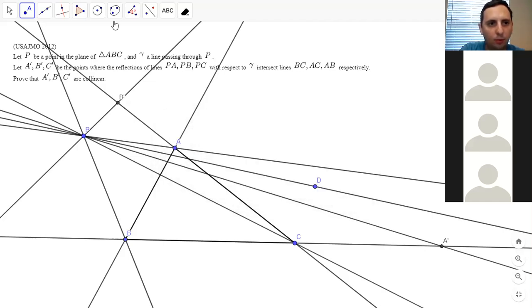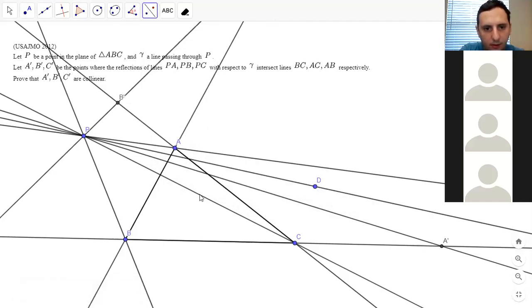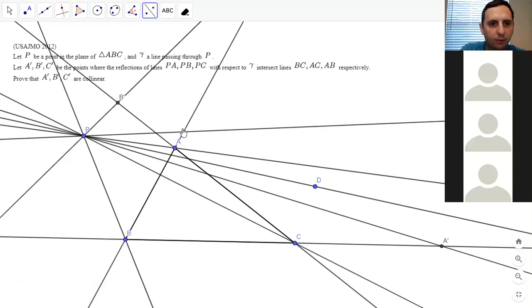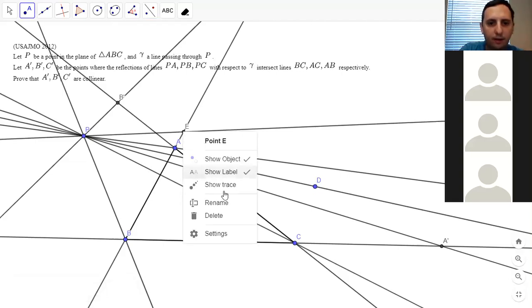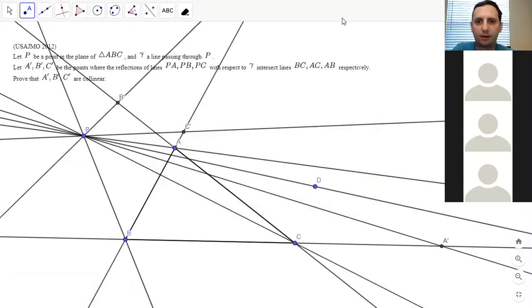And then I'll do one more reflection. So PC, I want to see where it meets. Oh, I think I did. Oh, no, that's right. So then this is C prime. I kind of like this diagram. So yeah, it feels a lot like Desargues.